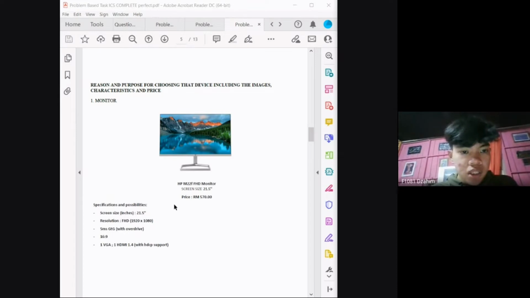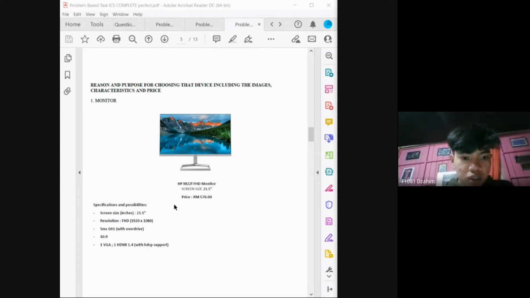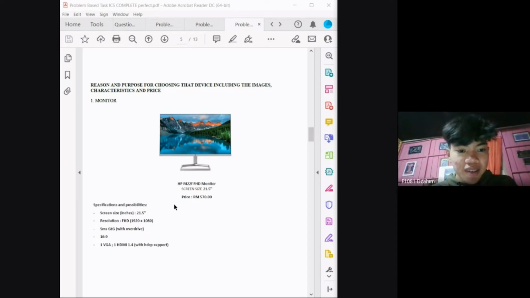Reason and purpose for choosing that device, including the image, characteristics, and price. One, monitor. The monitor is HP M22F FHD monitor. Screen size is 21.5 inches, and the price is 517 ringgit.